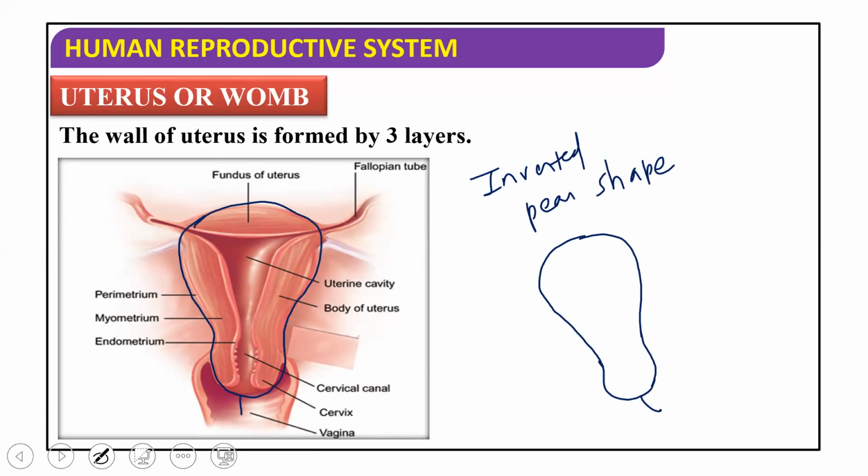So it has four parts, as you see. This is the body of the uterus. This is the uterine cavity; the baby's development will happen over here. This is the fundus part. This is the uterine wall, with perimetrium, myometrium and endometrium. The fallopian tube will open here. So this is what we'll talk about for the uterus.